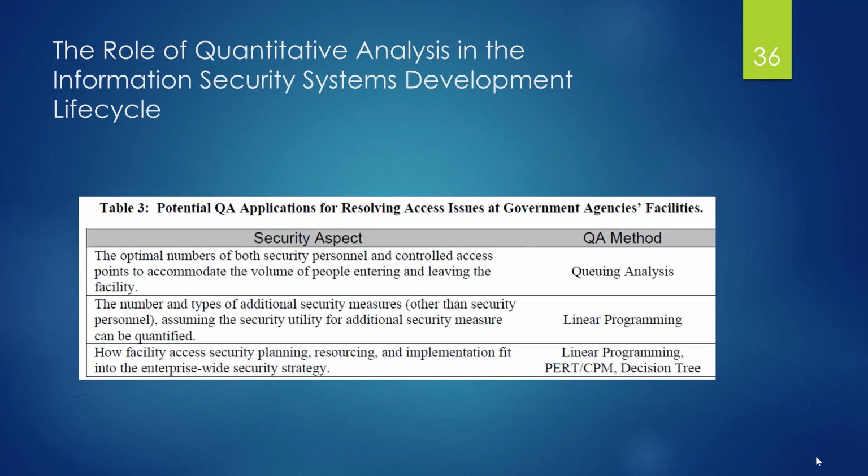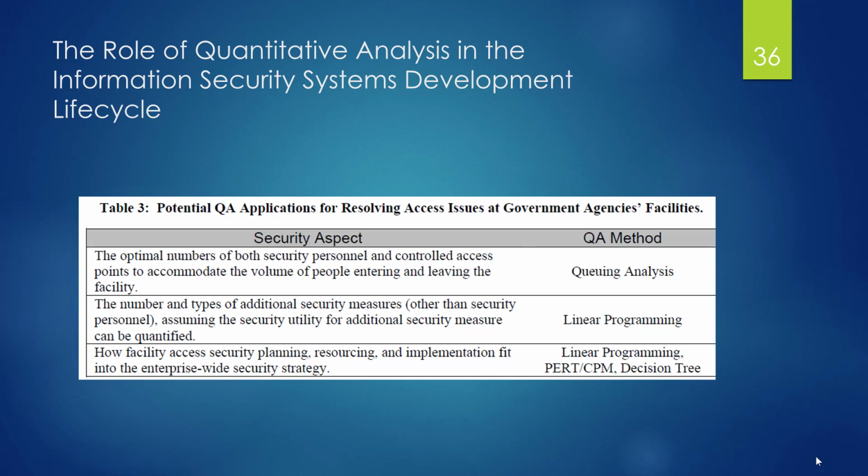Here are two different examples of this, looking at it from a different nuance. In this case, we're looking at access control issues at a government agency facility. Again, queuing theory makes sense, as do linear programming, PERT, and decision trees, and you can see the security aspects there. If you're trying to secure a perimeter, how many people you have waiting in line, how far that line backs up, and how much time you need to go through the security checkpoints will make a difference.